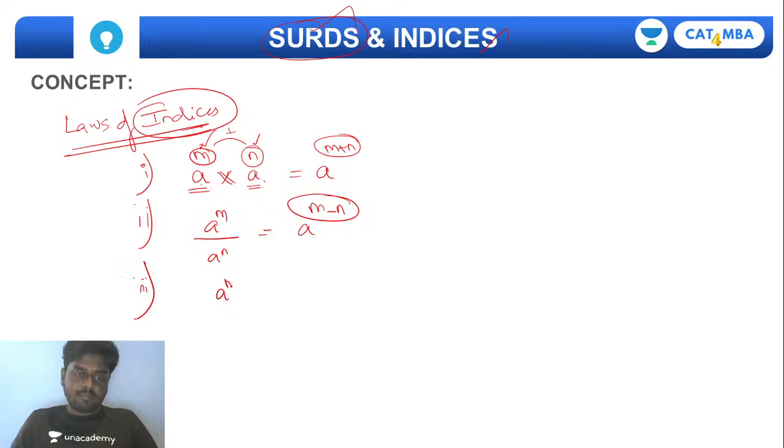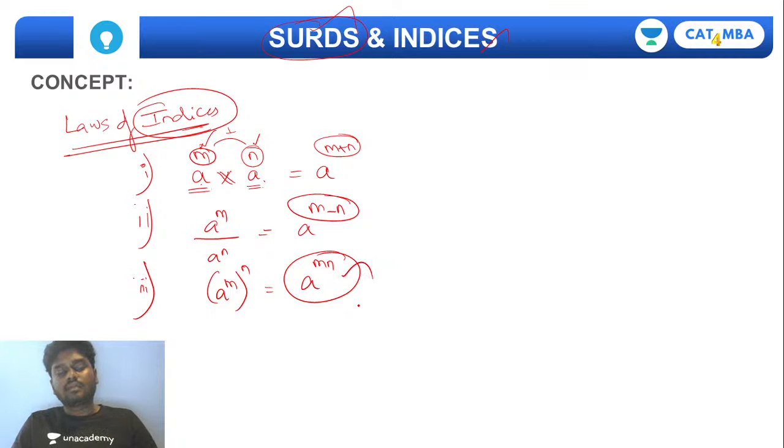The second important law: if I have a power m the whole power n, this can be written as a power m into n. That is, if you have powers of powers, for example 2 power 2 the whole power 3, it can be written as 2 power 3 into 2, which is 6. So it can be written as 2 power 6.